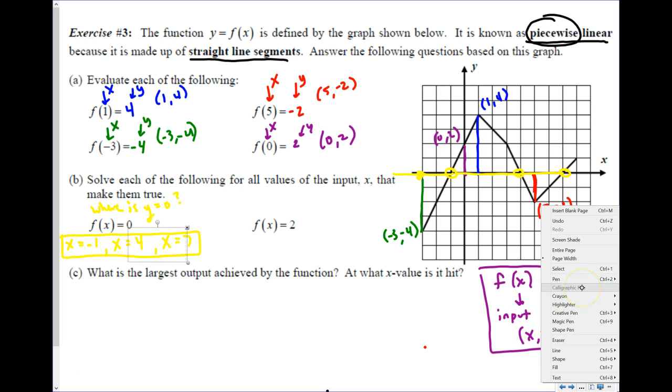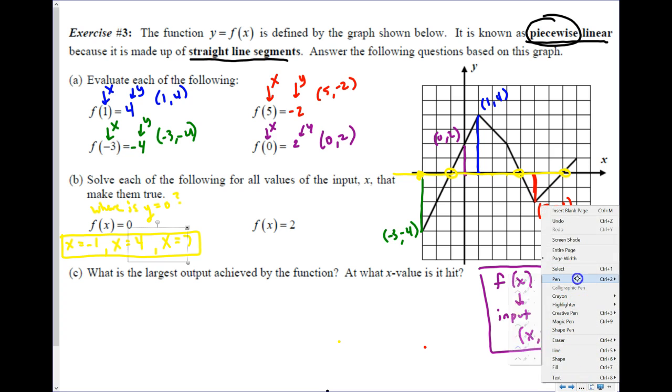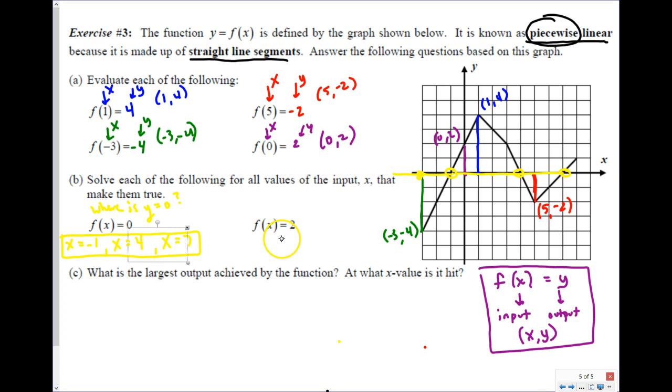I wish I had different colors here, but I don't, so I'm going to have to repeat a color. Let's repeat the color red. So here, f of x equals 2. So here's where y is 2. That starts right here, where y is 2. And I'm going to see my point. So the graph hits y at 2 there, and here. So those two places are where f of x equals 2, where y equals 2. And the corresponding x values would be 0 and 1, 2, 3. Okay, so here and here.